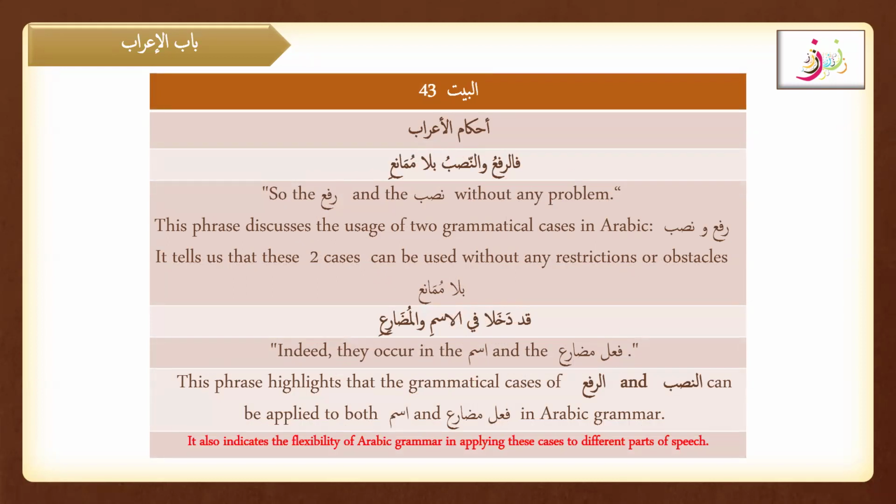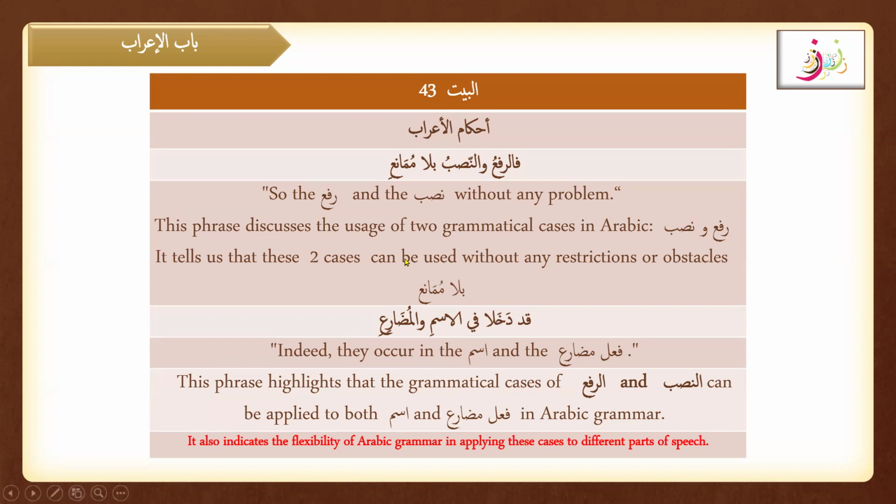Bait 43 is: Rafu wa Nasbu bila mumani'in. So the Rafa and the Nasab without any problem, bila mumani'in, you can say without any problem. Here you can see that this phrase discusses the usage of the two grammatical cases in Arabic, Rafa and Nasab, and it also tells us the two cases that can be used without any restrictions or without any obstacles.